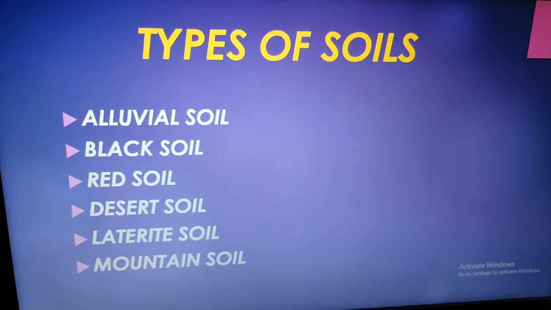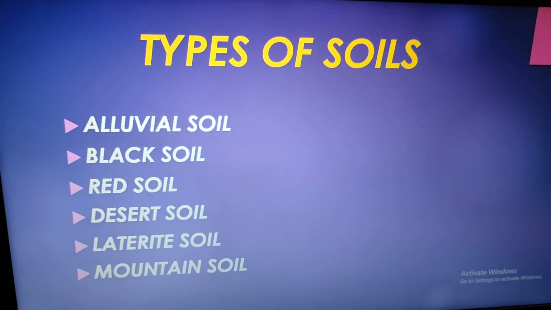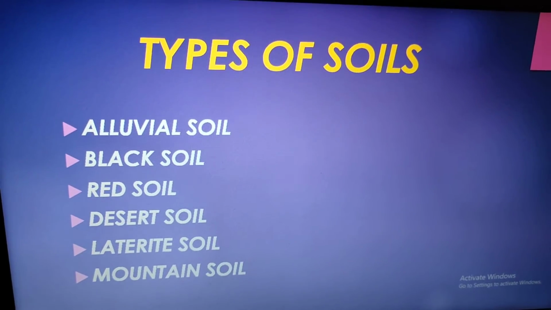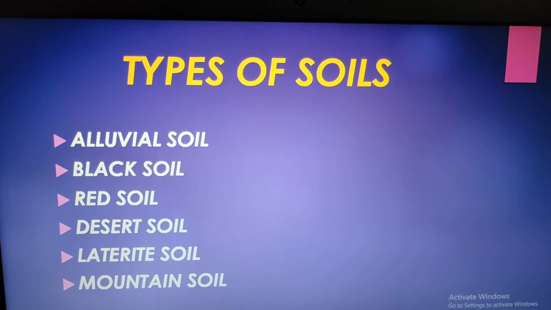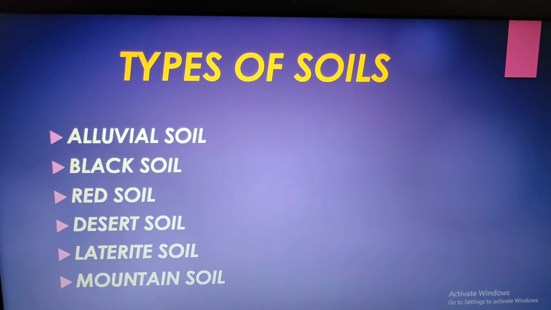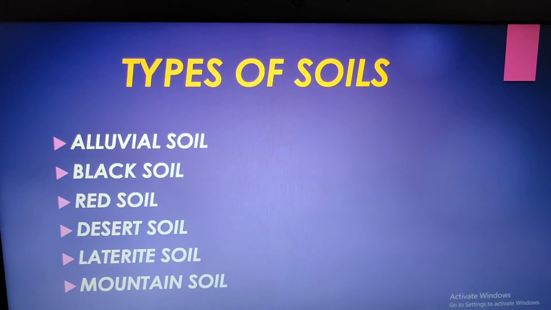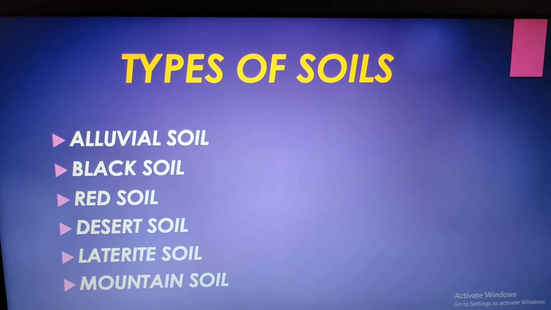Now, different types of soils: alluvial soil, black soil, red soil, desert soil, laterite soil, and mountain soil. So there are 6 different types of soils found in India: alluvial soil, black soil, red soil, desert soil, laterite soil, and mountain soil.